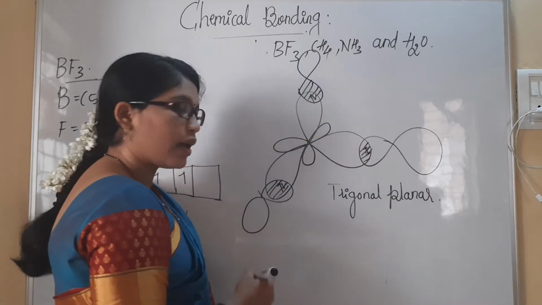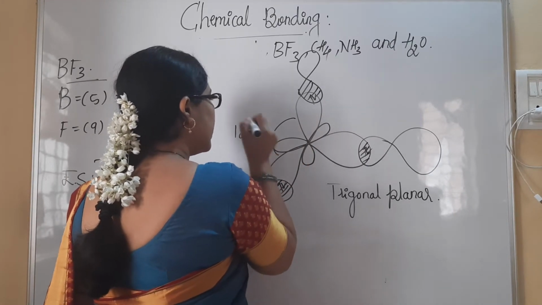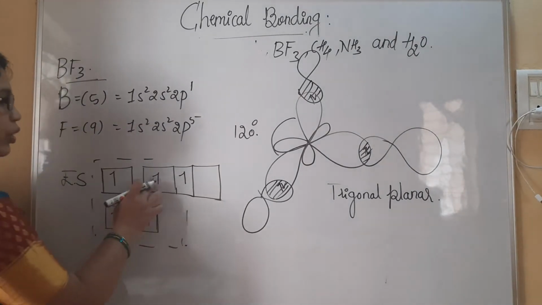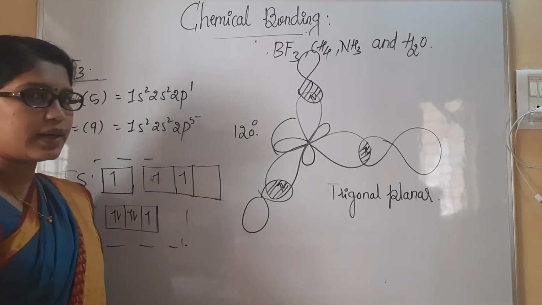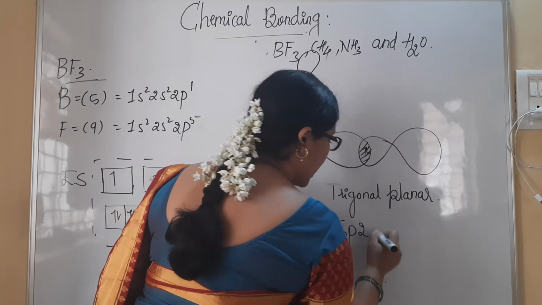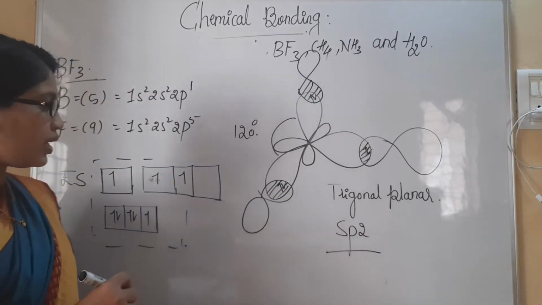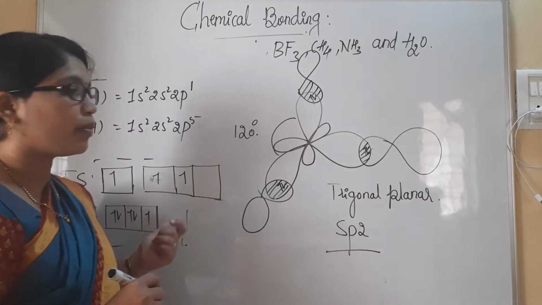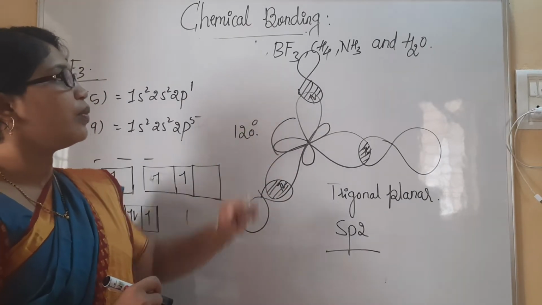Trigonal planar. And the bond angle between these seems to be 120 degrees. And can you guess the hybridization here? There are two p orbitals involved and one s orbital involved. Here the hybridization will become sp2. So in this fashion, we can predict the shape of molecules with the help of VSEPR theory. See here, this is all about the BF3 molecule.